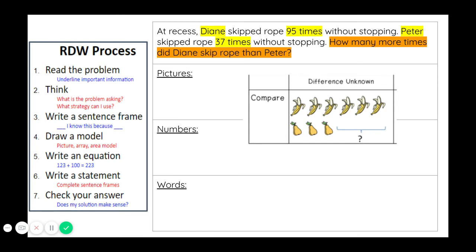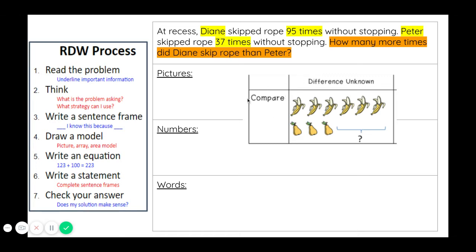Now I'm going to read the third time and underline my important information. I have it highlighted on the screen. At recess, Diane skipped rope 95 times without stopping. Peter skipped rope 37 times without stopping. How many more times did Diane skip rope than Peter?